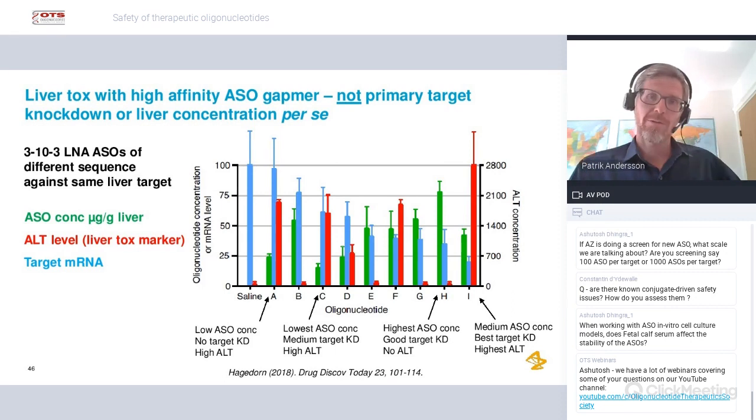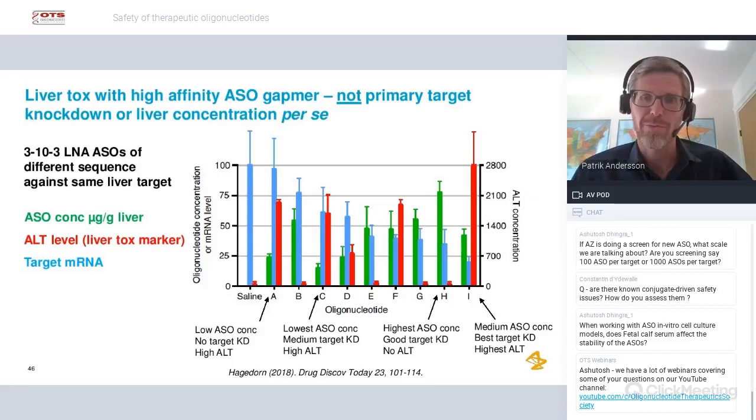So moving more into the liver toxicity here, sorry for running close to the hour here. I will soon wrap it up.